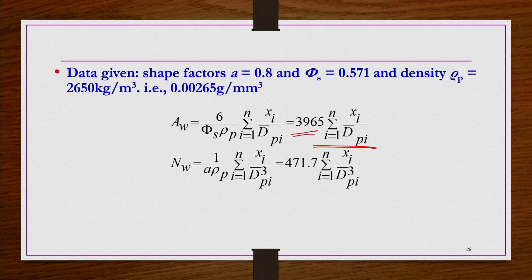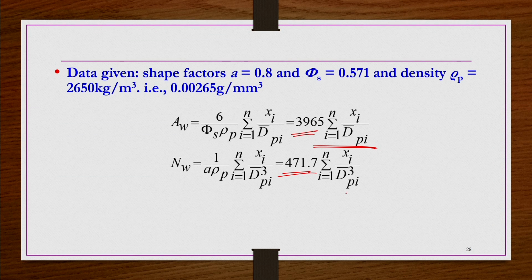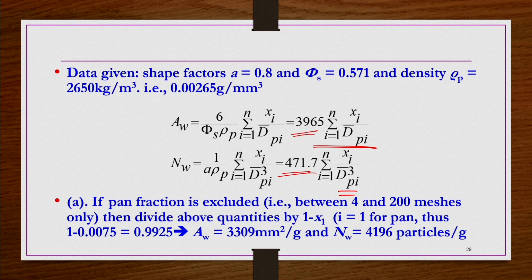Similarly, NW is 1 by a rho p times sigma xi by Dpi bar cube. A is also given as 0.8. So, 1 by a rho p is 471.7, and here we need another column, xi by Dpi bar cube. You do the similar calculation, do the summation, and whatever value you get you put here, and that will give us the numbers.